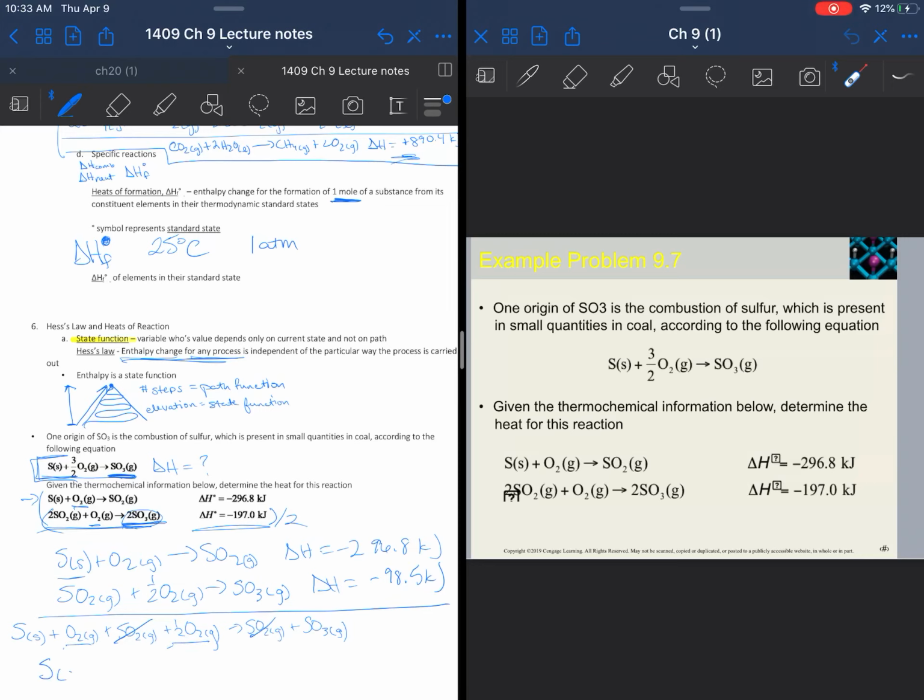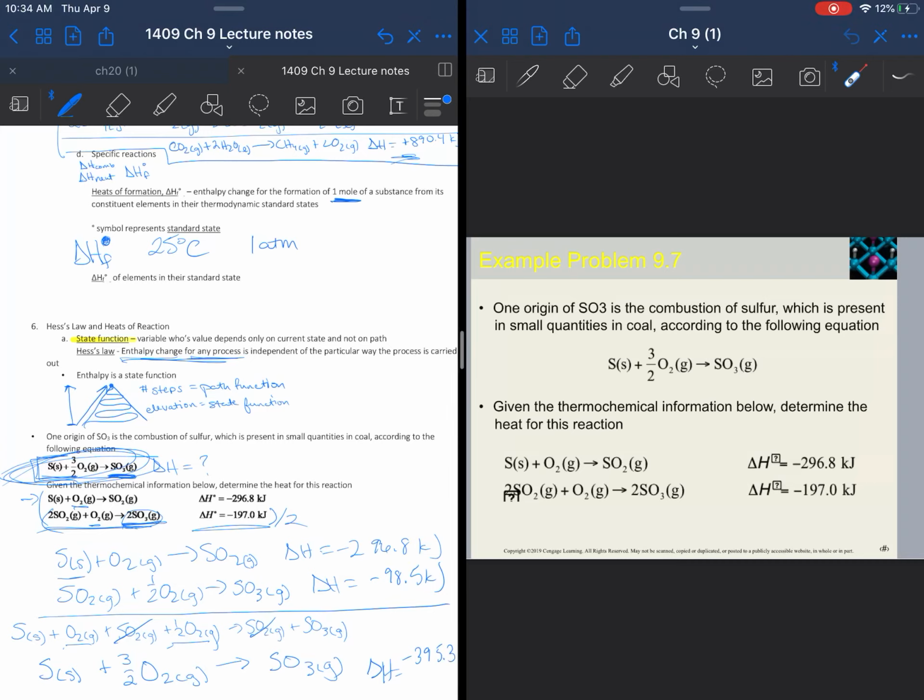Because technically sulfur dioxide is unchanged from beginning to end. It's kind of like the spectator ions. We're going to cancel that out. Anything that shows up more than once on one side, we can go ahead and combine. So really, this is sulfur plus a mole and a half, or 3/2 of O2, yielding 1 mole of SO3 gas.